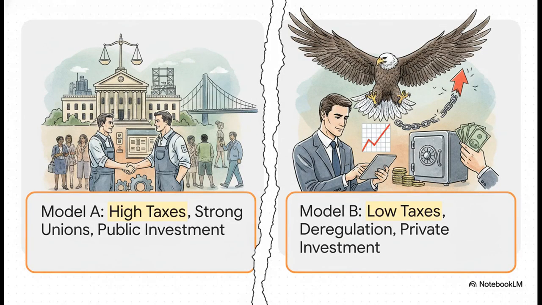All right, let's set up the central tension right out of the gate. Think of it like this. Model A is the post-war era. We're talking high taxes, really strong labor unions, and massive public investments. On the flip side, we have Model B. This is the supply-side approach that kicked off in the 1980s. It totally pivoted toward deregulation, dramatic tax cuts, and private market-driven growth. We are looking at two radically different playbooks for generating broad prosperity.